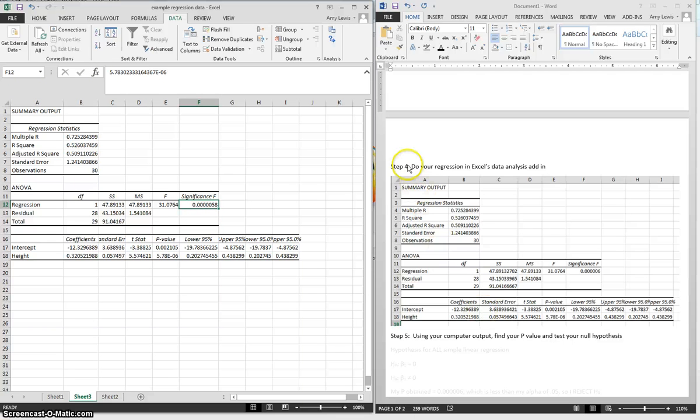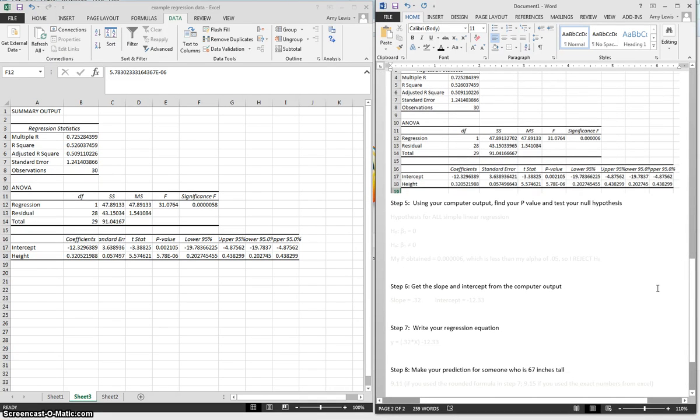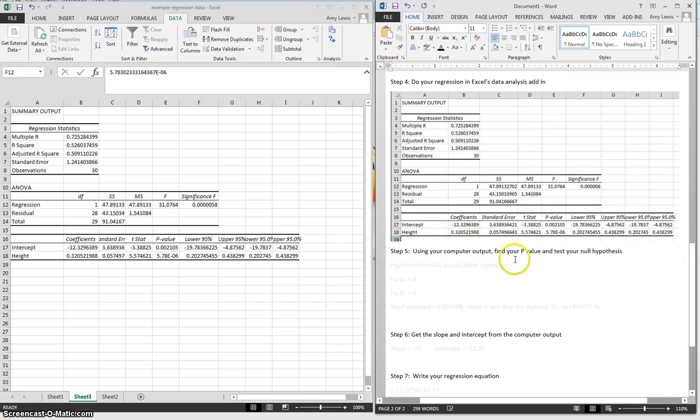And that would be step 4. So I just, again, pasted that over here. I've got my computer output. But the computer output I have to interpret to actually test my regression. So moving on with this a little more, step 5, I said to use my computer output, put this up here, to go ahead and find my p-value and test my null hypothesis.